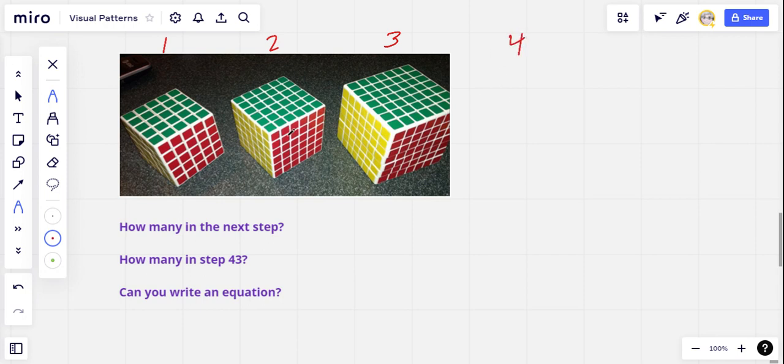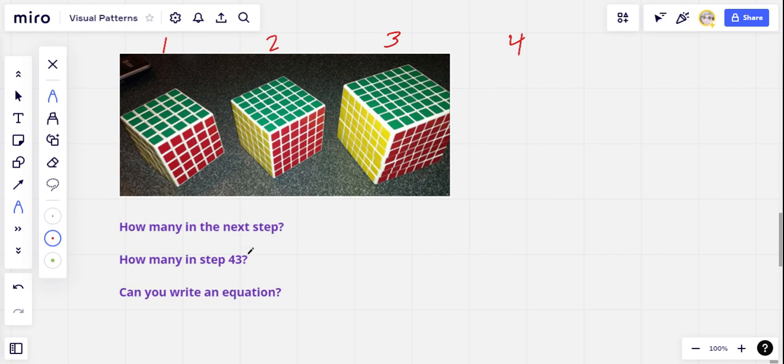And we're only seeing the outside of these big cubes, but we have to imagine that they continue to be made up of little cubes of the same size as these little cubes all the way through. Okay, so we'll just assume that that's the truth. So can you figure out how to predict the number of little cubes in step four?